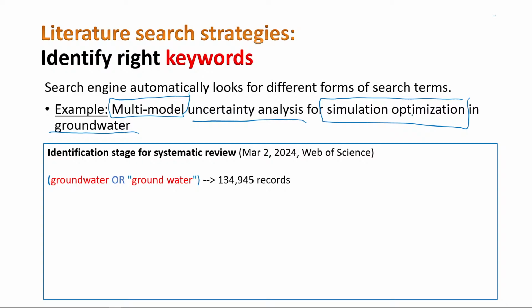Some papers might not use the specific term simulation optimization, but they might say something like we optimize the solution or we find the optimal solution. Again, they are doing simulation optimization, but they are not using this term. So here you need to be very careful, because if I use simulation optimization, I might not get all the sources that I'm looking for.